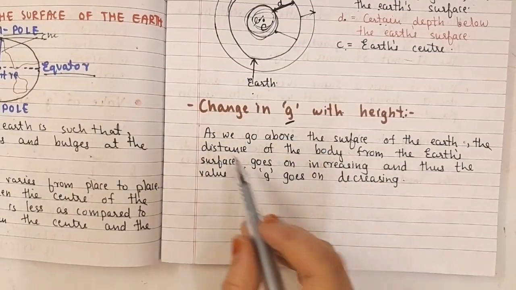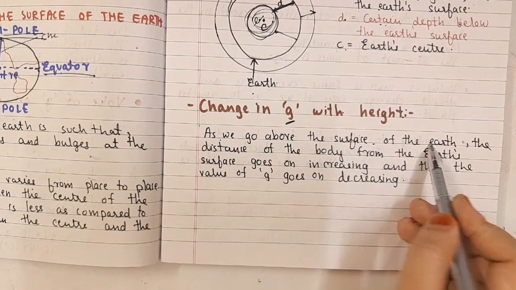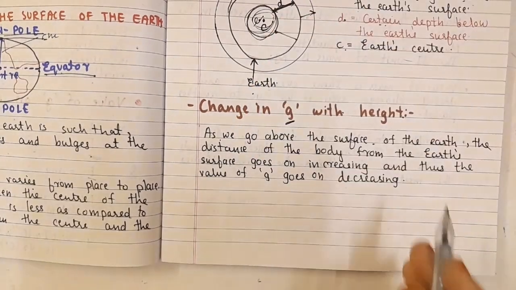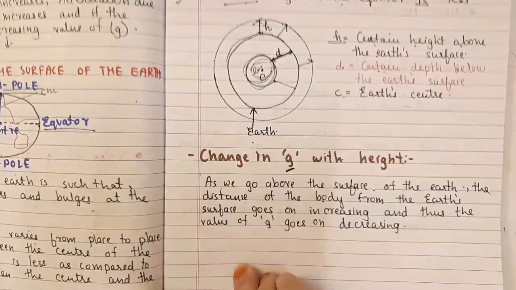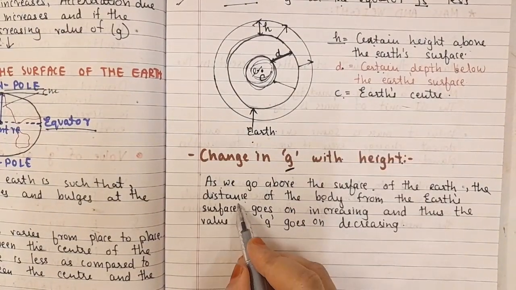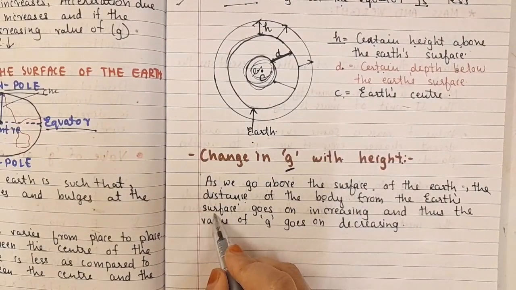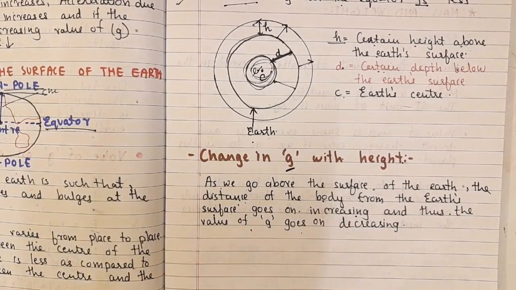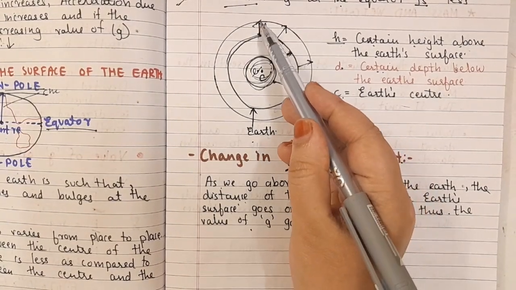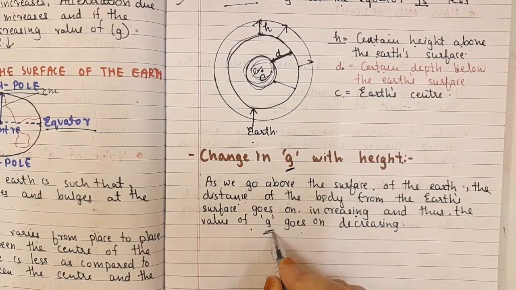Now how does it change? As we go above the surface of the earth, the distance of the body from the earth's surface goes on increasing, and thus the value of g goes on decreasing. So distance increases, value of g decreases.